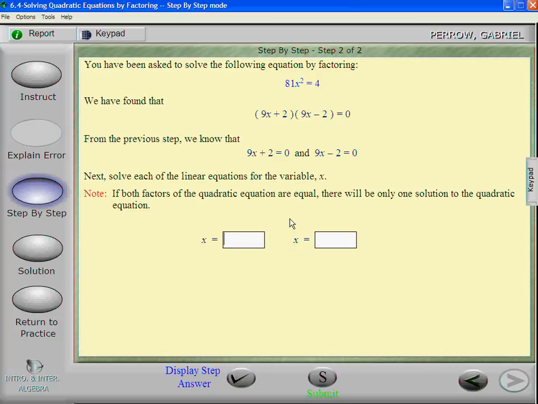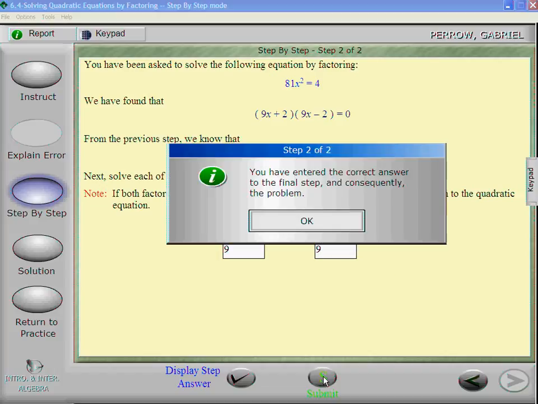So if that's true, you solve each little equation, basic linear problem solving. Subtract 2 from both sides, divide both sides by 9. Those would be the steps you would need to do to identify negative 2/9 as a solution. This one here, add 2 to both sides, divide both sides by 9, and then I put positive 2/9. So those are your two solutions.